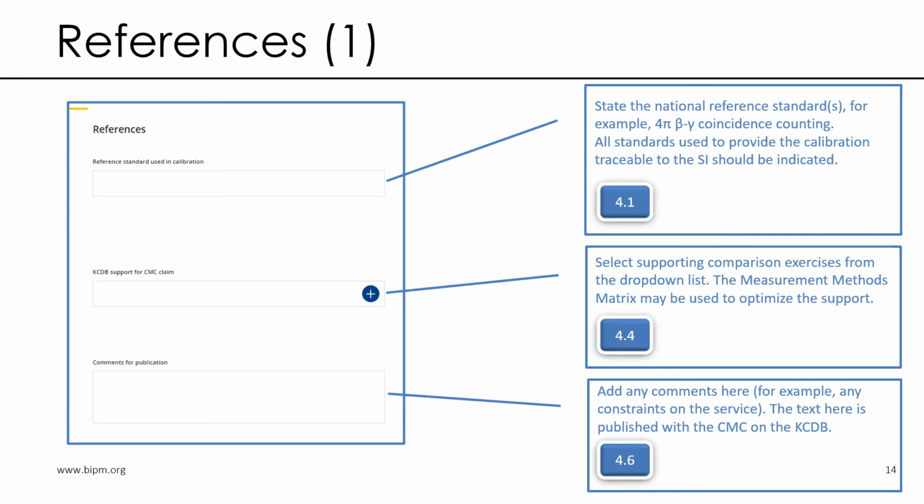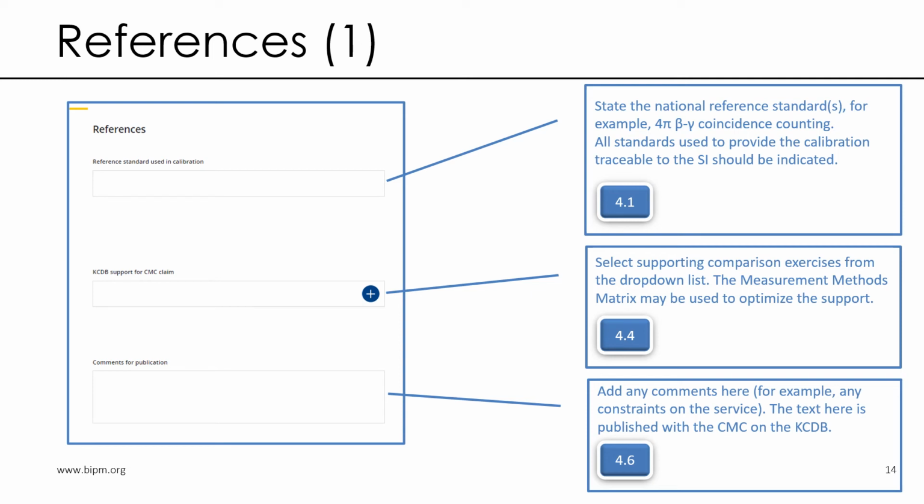In this next section, you tell the reviewer about the national reference standard to which the service refers. If it's a primary standard, for example, it might be something like 4 pi beta gamma coincidence counting. If it's a secondary standard you're referring to, it could be an ionization chamber. But you should indicate all the reference standards that you use to ensure that the service is traceable.